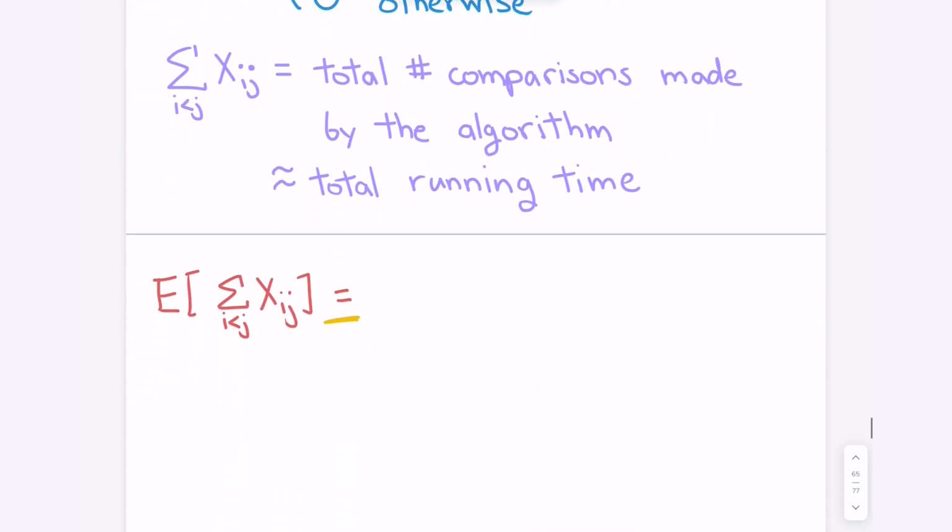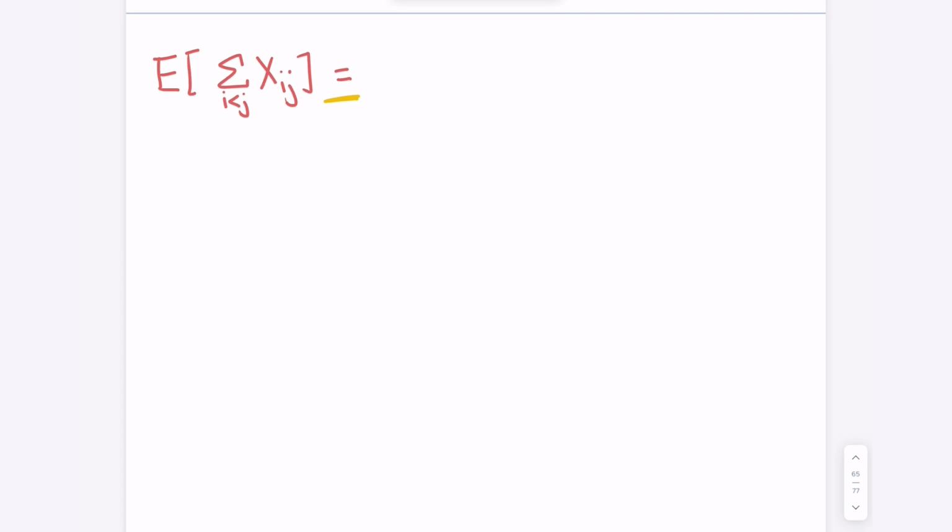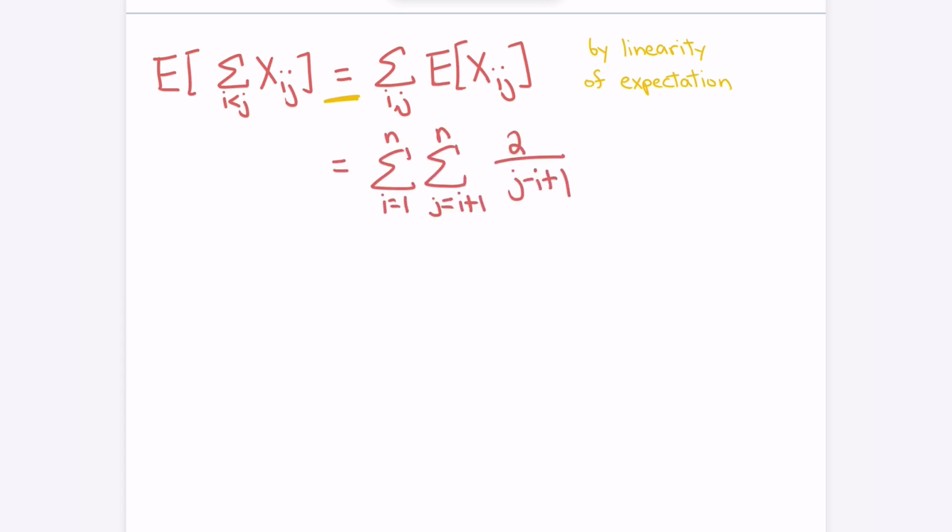Okay, so now when we put everything together, I look at the expected running time. The first step is linearity of expectation, always. And then we start plugging in. This is really the most important conceptual step, because now you've gone down to analyzing one element, which while subtle, is still much more manageable than the whole original algorithm. So you get this sum, which I'm just plugging in over all the i's and j's, 2 over j minus i plus 1. And then from here, it's just mathematics.